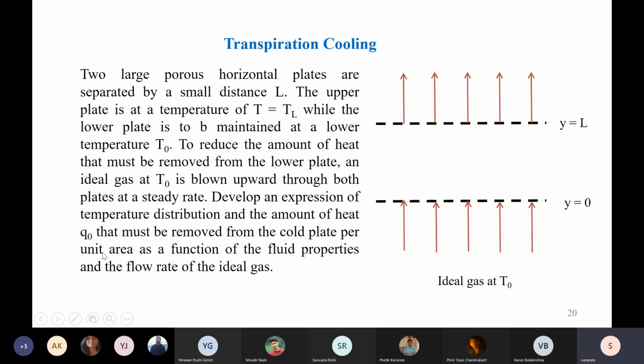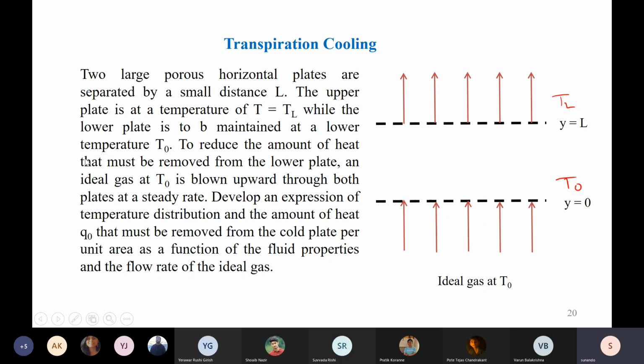This is another problem of transpiration cooling, where instead of a spherical system, we have two horizontal plates that are separated by a small distance L. The upper plate temperature is TL, while the lower plate is maintained at a low temperature, T0, and there is an ideal gas which is being flown.